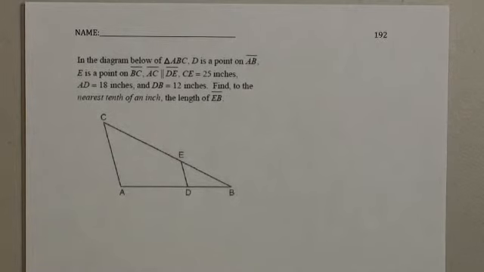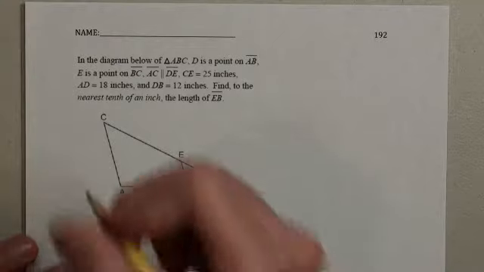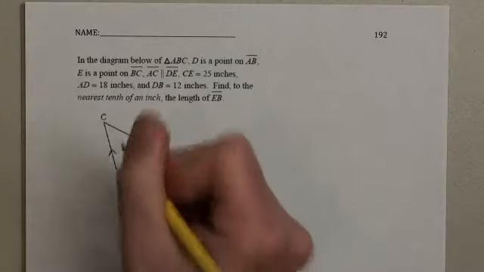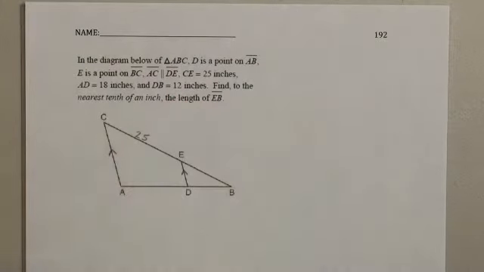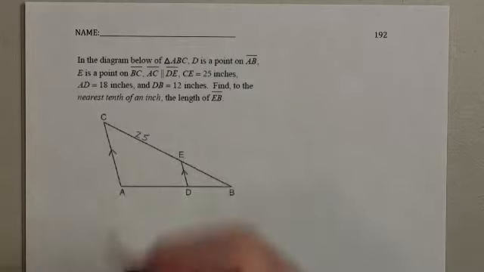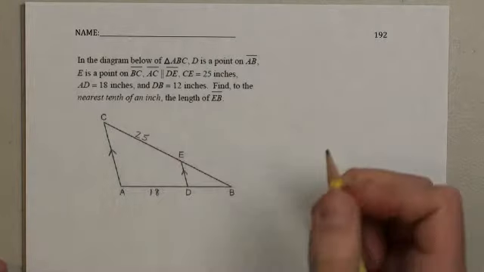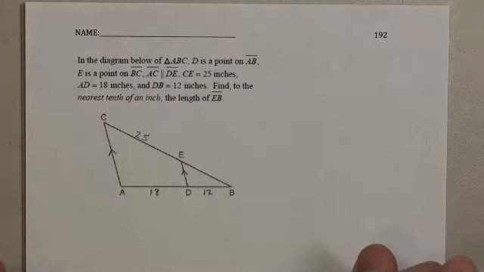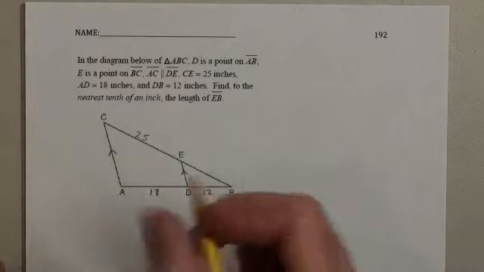put your name. In diagram below of triangle ABC, D is a point on segment AB, E is a point on segment BC, and AC is parallel to DE. CE is 25 inches. AD is 18, and DB is 12. Find to the nearest tenth of an inch the length of segment EB.